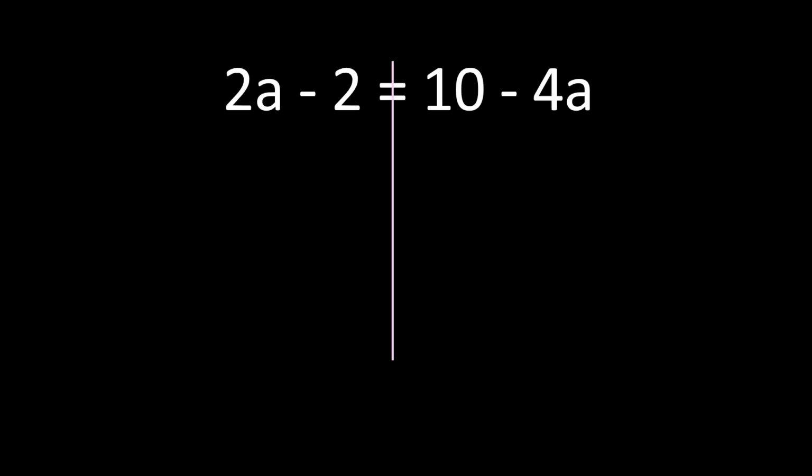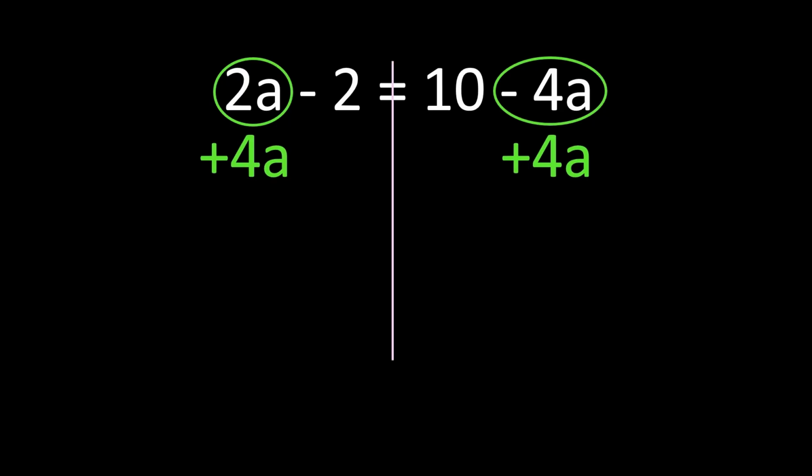So first, I'm going to look at the variables. So I have 2a on the left and negative 4a on the right. And I am going to want to put my variable in this case on the left-hand side because that will not only give me the variable on the left, which is where many of us are more comfortable having it, but it's also going to give me a positive coefficient in front of that variable because on the right-hand side I have negative 4a, and my inverse operation then is to add 4a. If I add 4a to the right-hand side, I have to add 4a to the left-hand side.